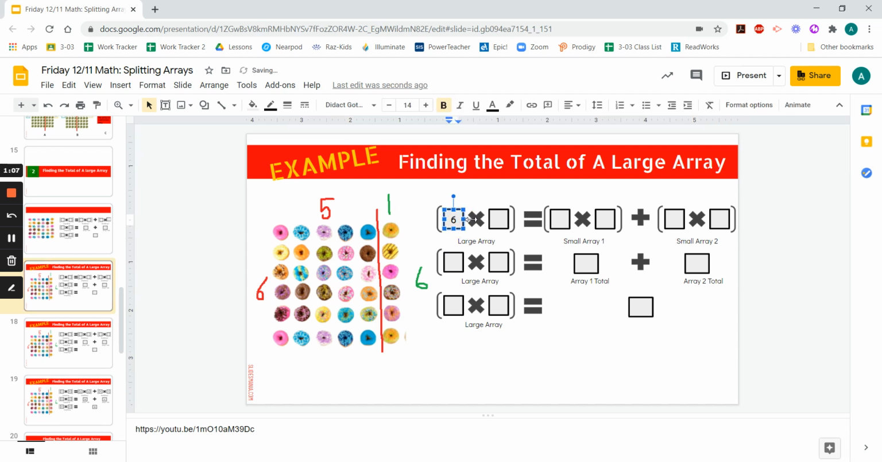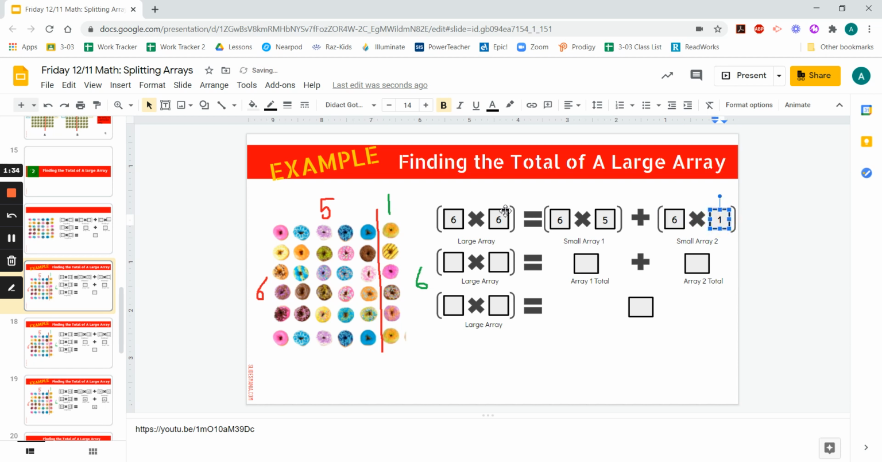6 times 6, my large multiplication fact, my large array, is equal to these two smaller multiplication facts that I got. One of them is 6 times 5, 6 rows and 5 columns. And then the other one is 6 times 1.